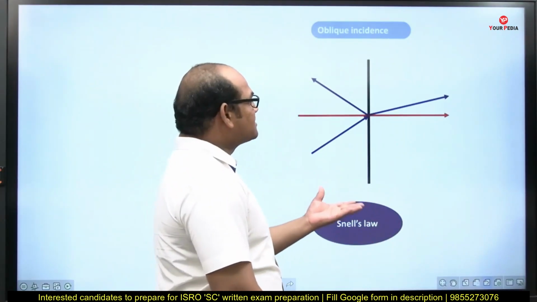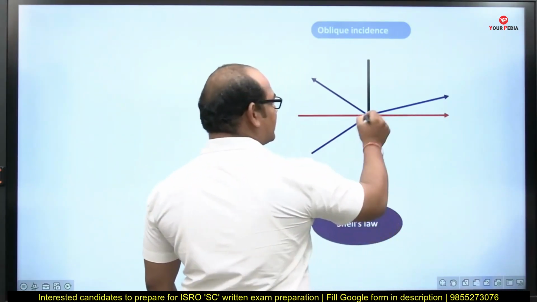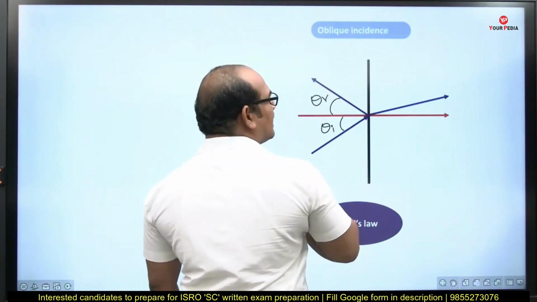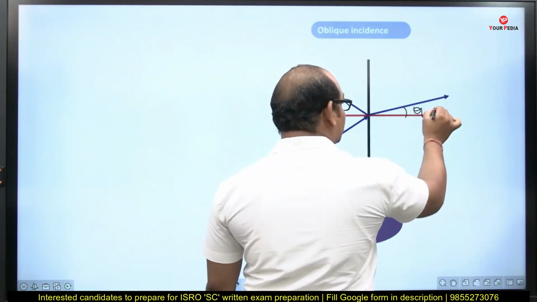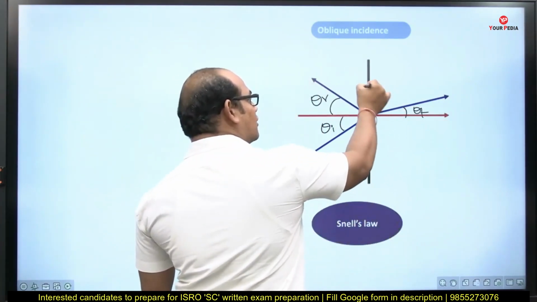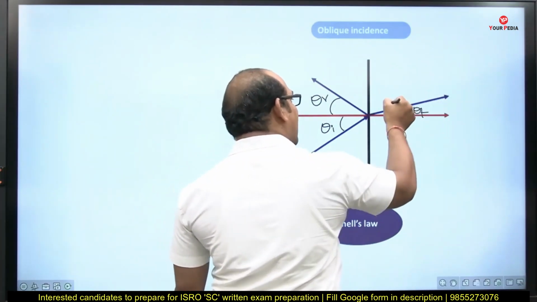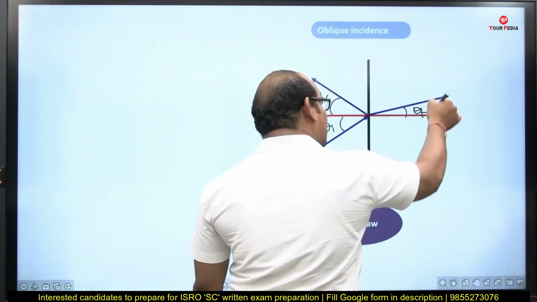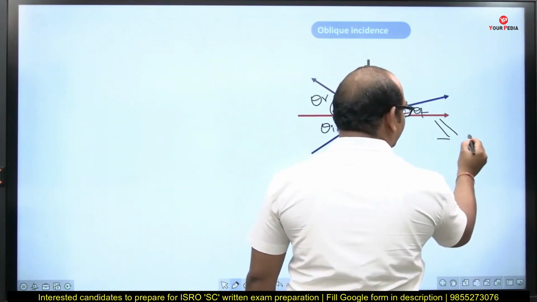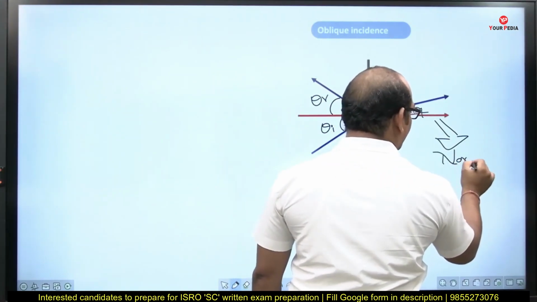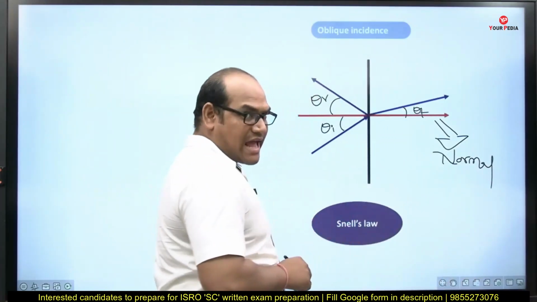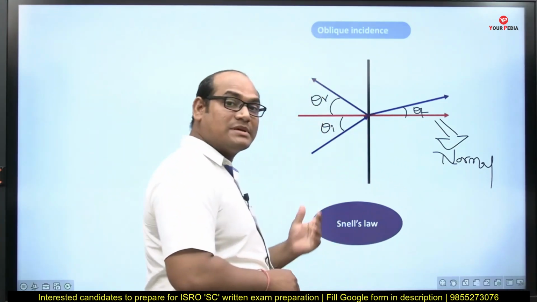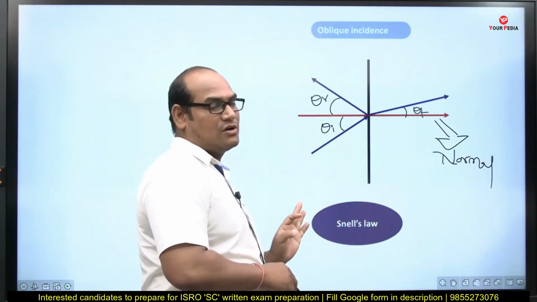Now oblique incidence. I have already explained this concept. This is the normal, this is an incident wave making the angle theta I, the reflected wave makes the angle theta r, and the transmitted wave makes the angle theta t with the normal to the interface. You should not take it like this, because that would mean it is making the angle with the interface. This is the angle made by the transmitted wave with the normal to the interface. Snell's law I have already given. These two angles are the same, and the relation between theta t and theta I is given by the sin theta t by sin theta I formula.